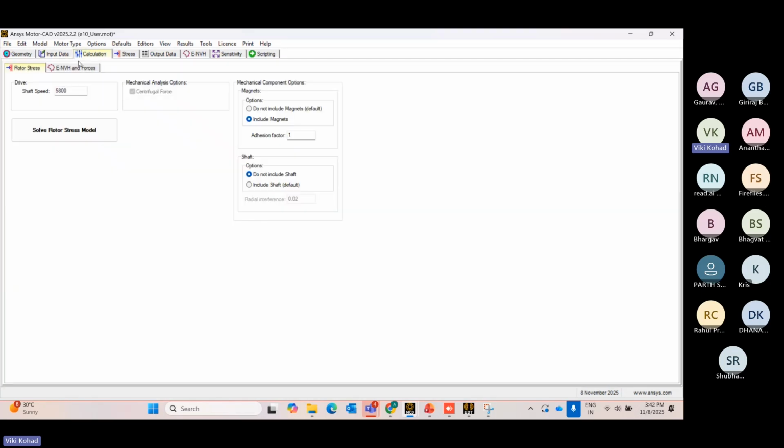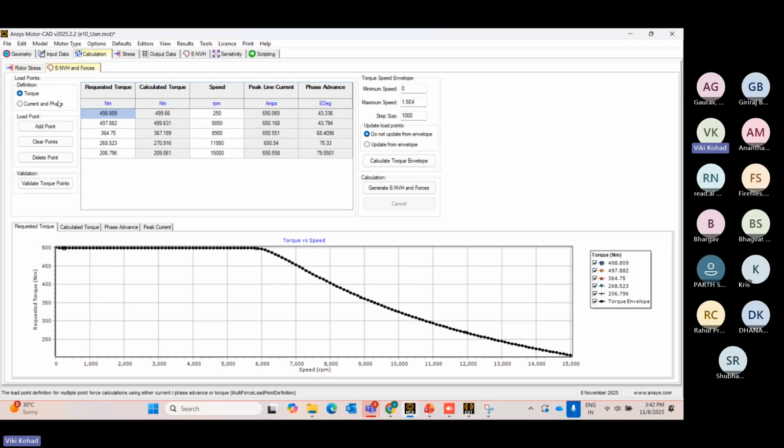Okay, now for the electric vehicle, the NVH calculations and the forces calculations. When you come to the NVH section, we have to give some load points. You have to add the load points also. Here I have already created the load points. If you want to add more, you can just click on this add button and add the torque load points. Load points means you have to give them on the basis of the torque and your speed value.